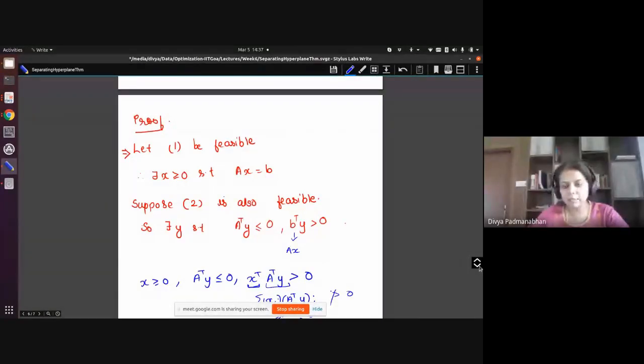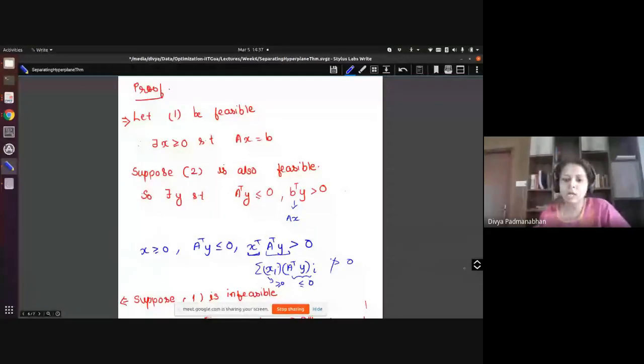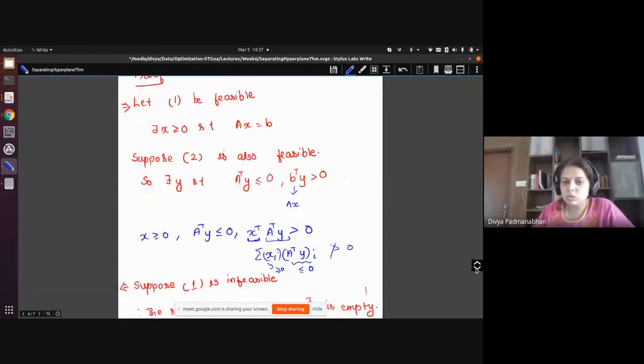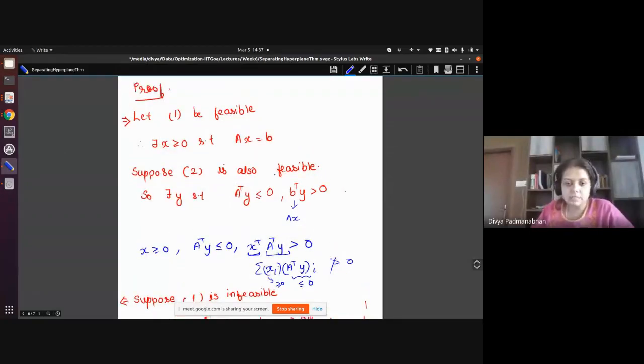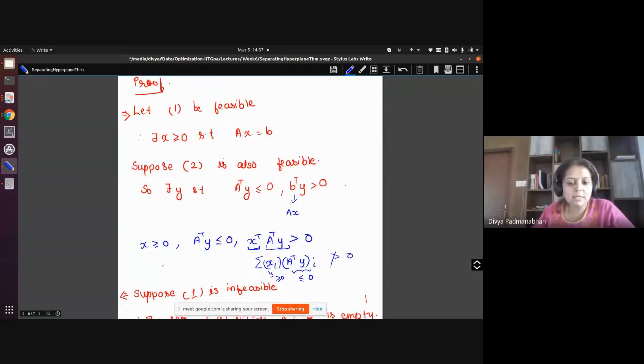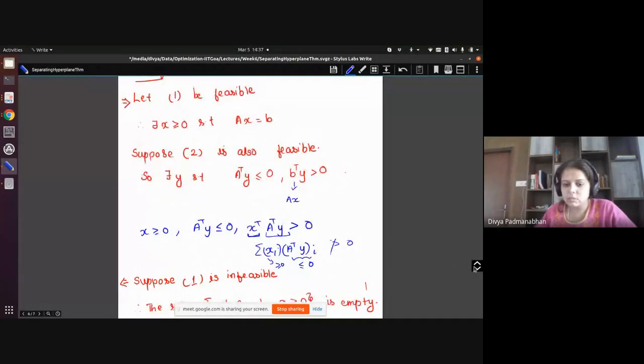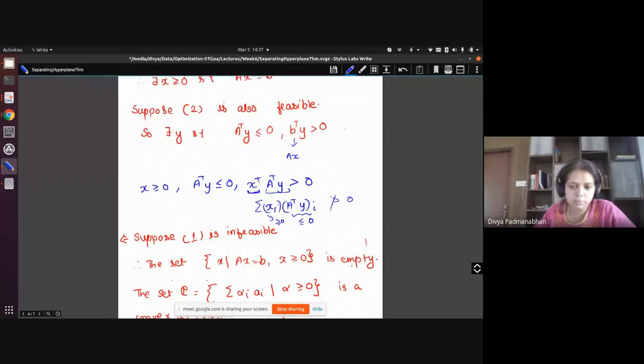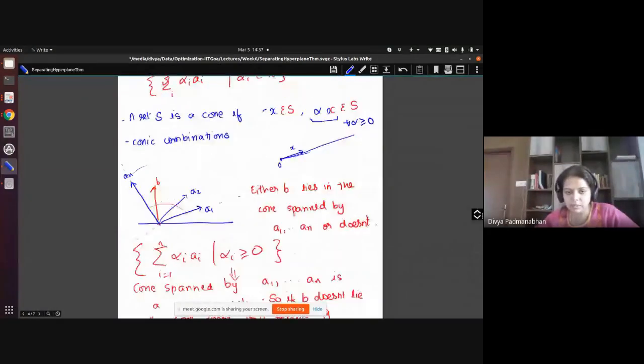Okay. So now let's look at the other part. The claim is that exactly one of these two systems is feasible, right? So we showed that if one is feasible, then two is infeasible. Now the other way. Let's suppose one is an infeasible system. So there is no X such that this relation is true. So this is an infeasible system, and basically this set is empty. Now we are trying to see whether the second system here is feasible or not.